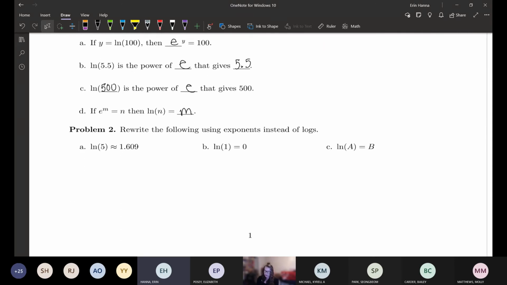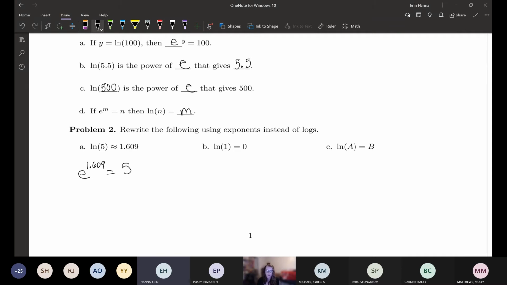So say we want to rewrite the following using exponents instead of logs. We want to rewrite them in terms of their e definition instead of the log. So if we have the natural log of 5, that's going to be the power of e to get 5. So what this is saying is that if I want the power of e to be equal to 5, I need to take it to the 1.609 power.